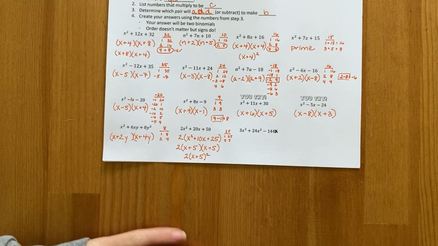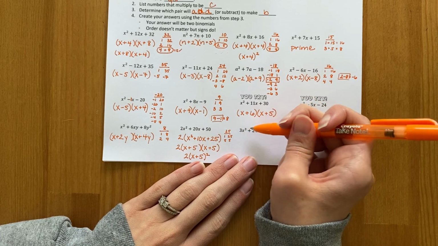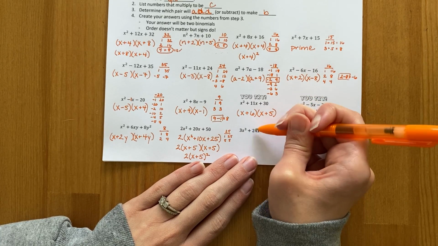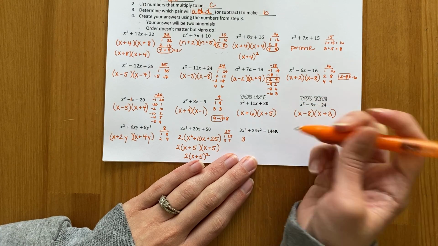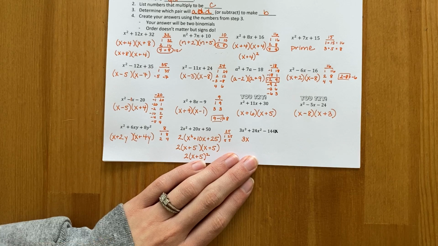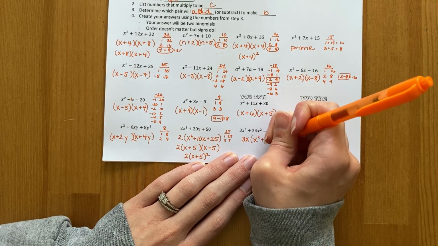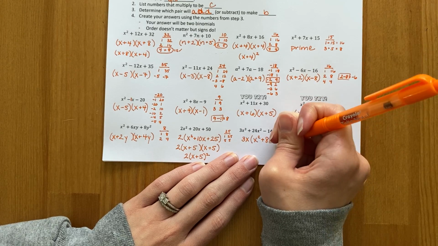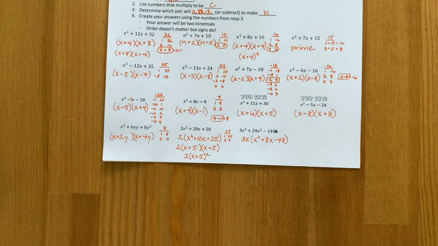The last example here does include a variable as part of your GCF as well. So between 3, 24, and 144, 3 is going to be your GCF number-wise, and then x cubed, x squared, and x will be your GCF. After that, we're going to divide that out. That'll give me x squared plus 8x minus 48. So we do have to worry about the signs here as well.